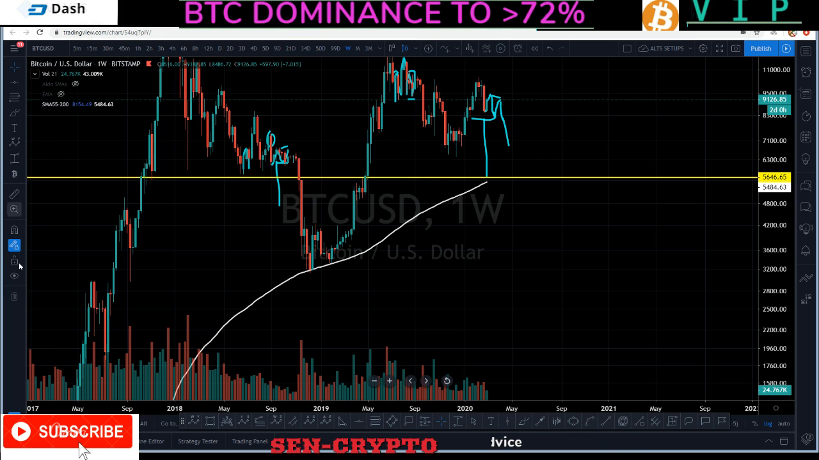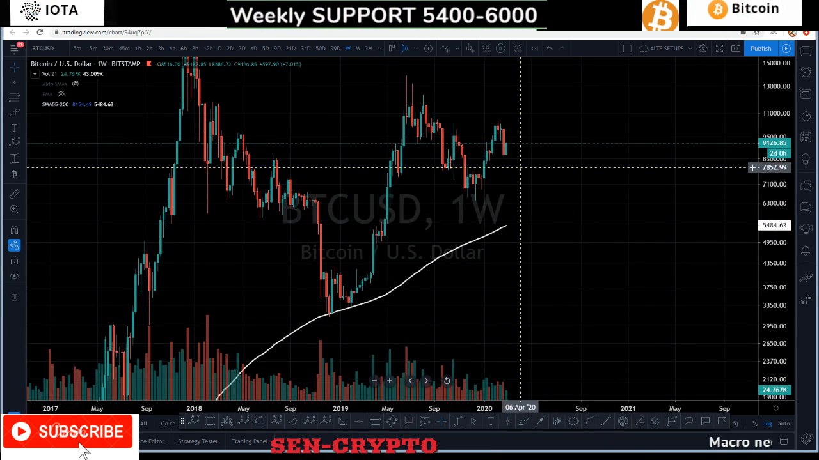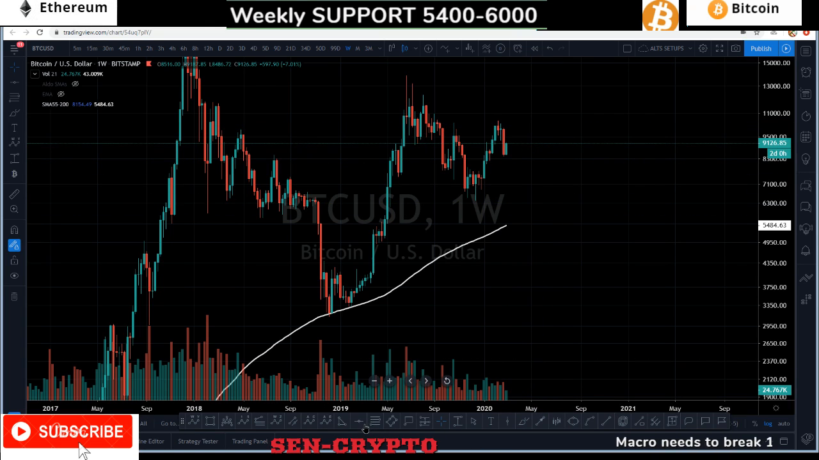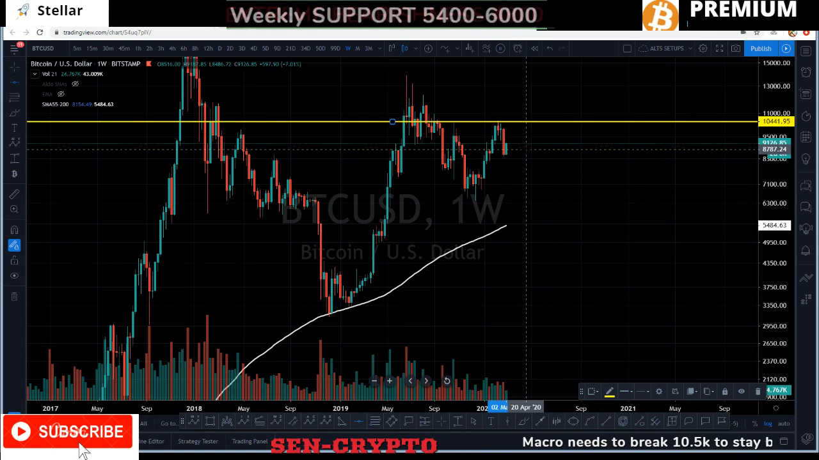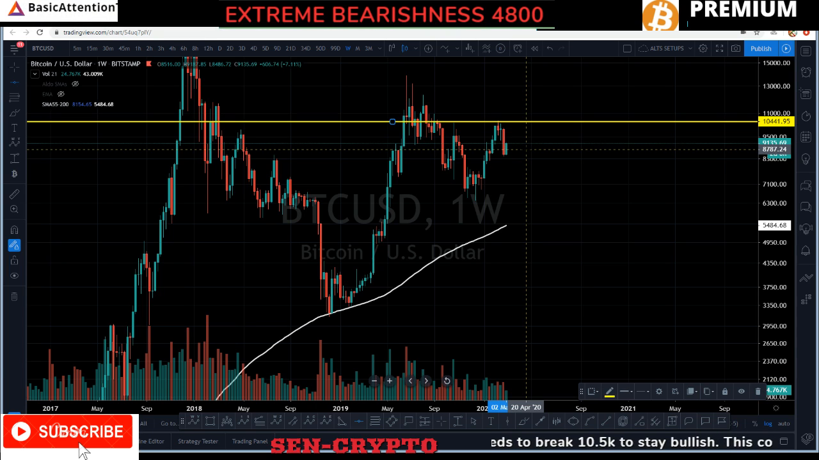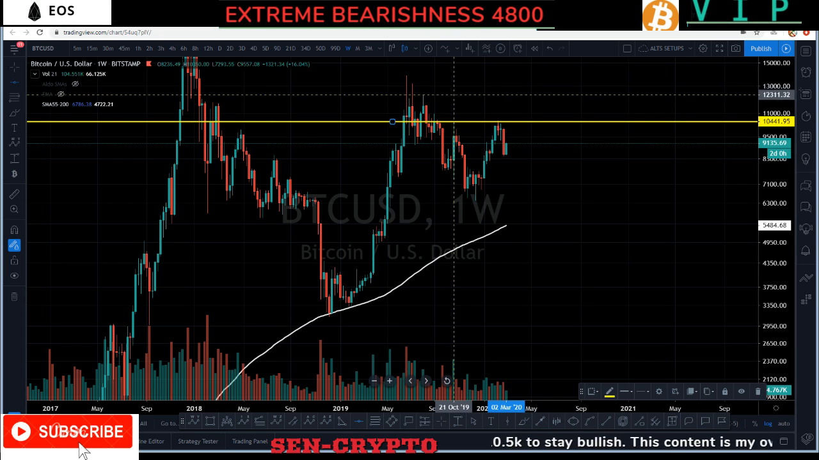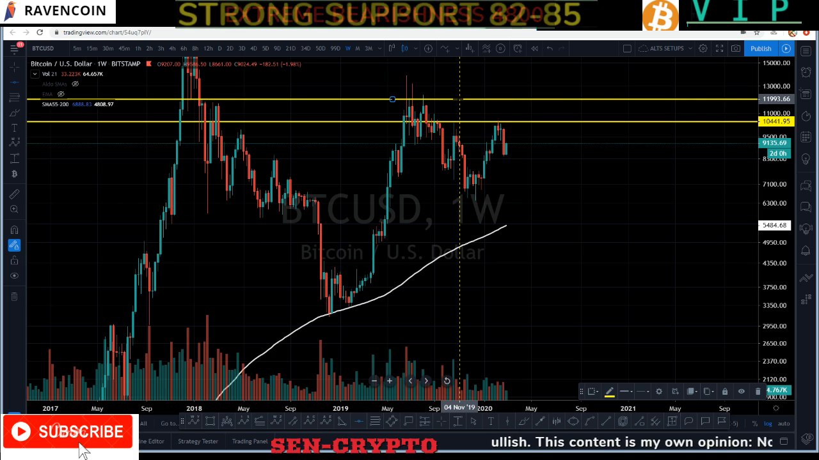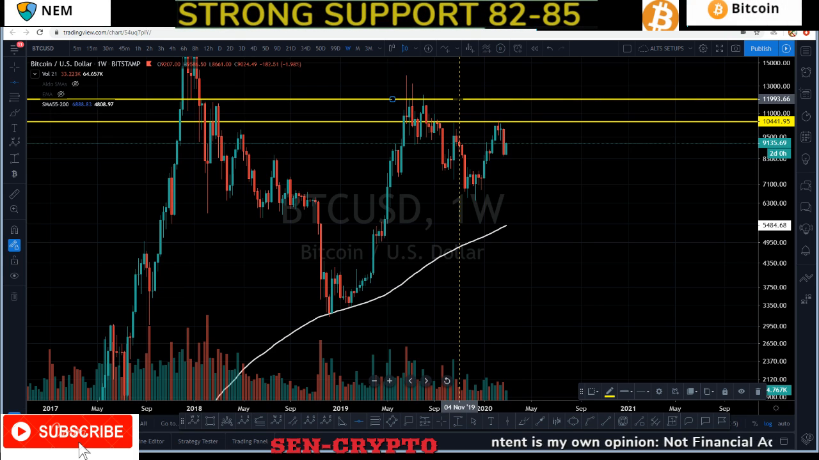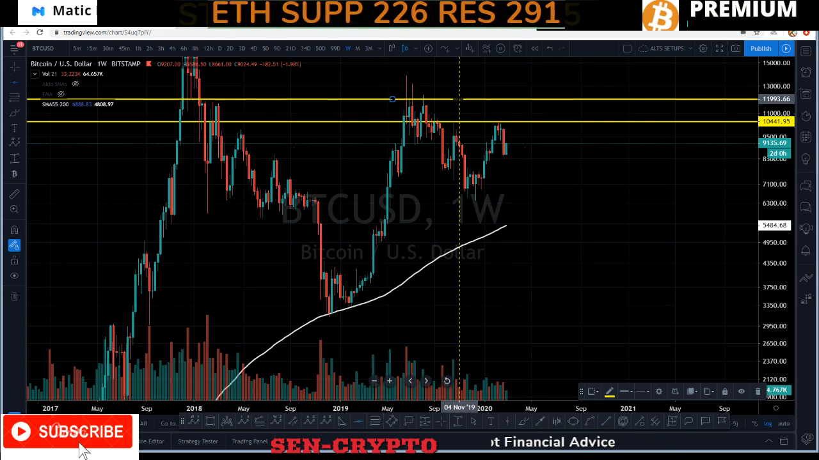And I just showed you at what price level we're going to invalidate our bearishness. It is going to be above 10.5. If we push above 10.5, I'm going to be neutral to bullish. And if we break 12K, I'm going to be extremely bullish. And I would not see any sign of reversal until we get one.